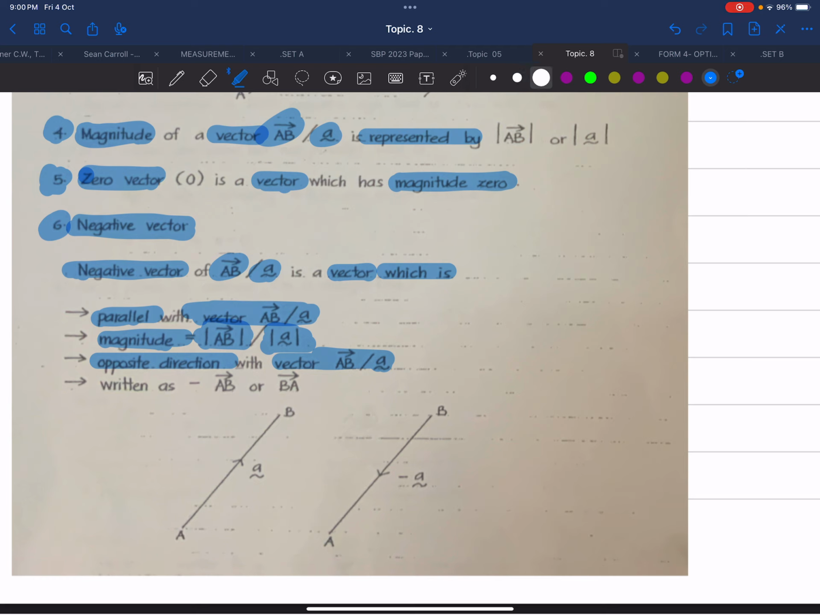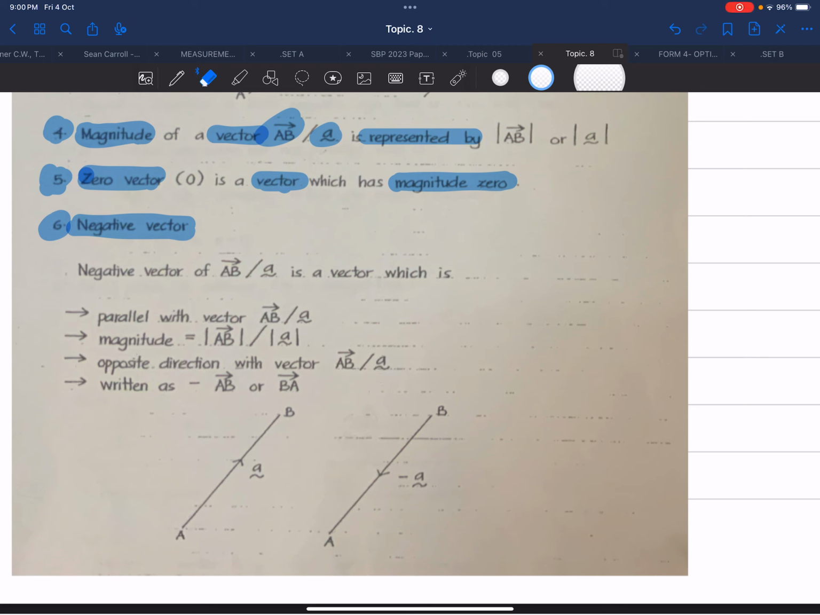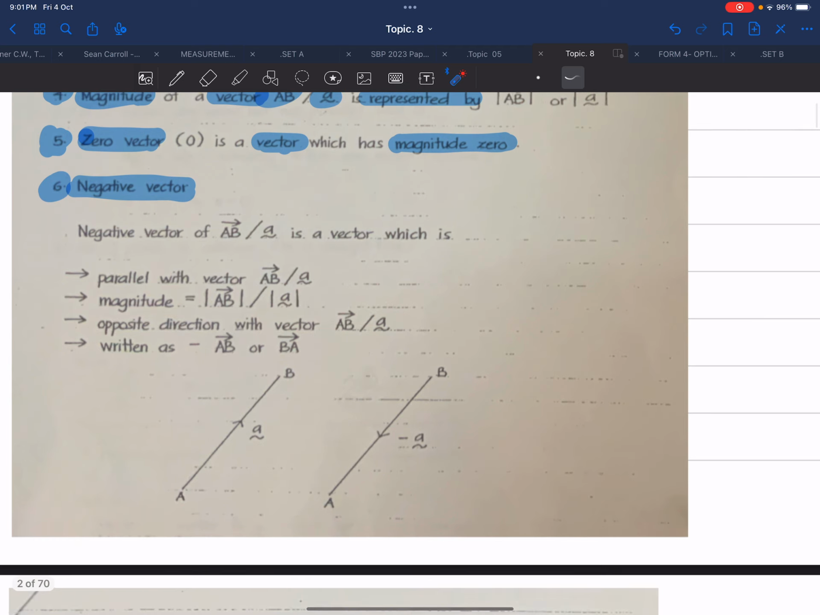Again, a negative vector of a vector is a vector where it must be parallel to the original vector and the magnitude same as the original vector, only the opposite direction with the original vector, and it is written as negative AB or BA. It's either written as negative AB or BA.